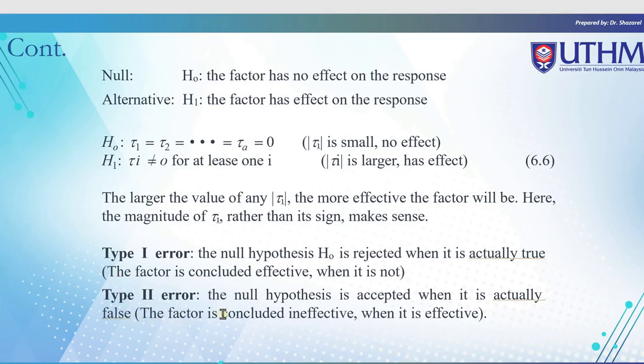For the second type error, the null hypothesis is accepted when it is actually false. That means we should reject the null hypothesis because it is false, but now we accept it. Okay, so we have made a wrong decision. That is type 2 error. It is false, but we accept the statement of the null hypothesis. Or in other words, for DOE, it means the factor is concluded ineffective. Instead, we say there is no effect because it is 0, but actually it is effective. So we have made the wrong conclusion.